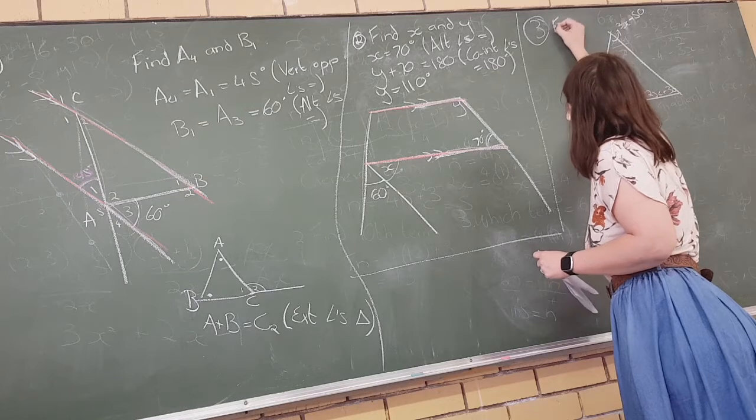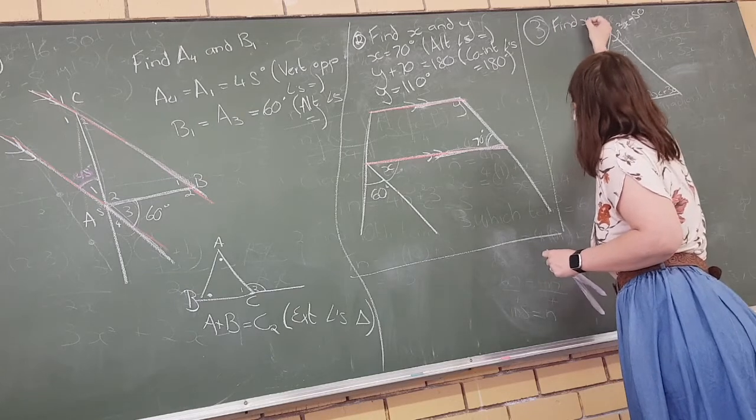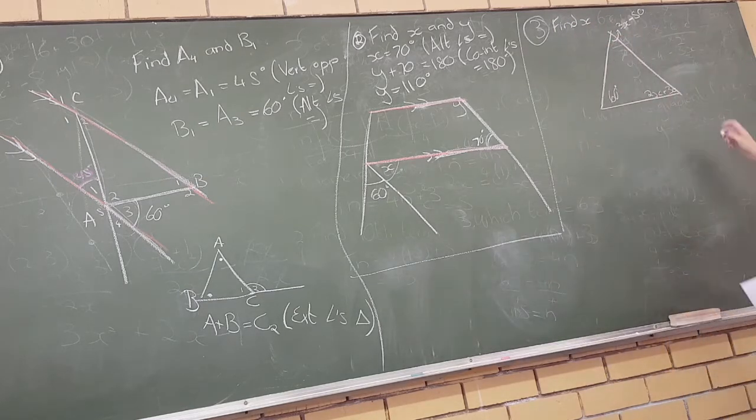It says find x. Alright, so you now see how we've got 2x, we've got 3x, and we've got a whole bunch of numbers here. This is a little more confusing. This is something I haven't done with you guys before. Okay, so what do we know?